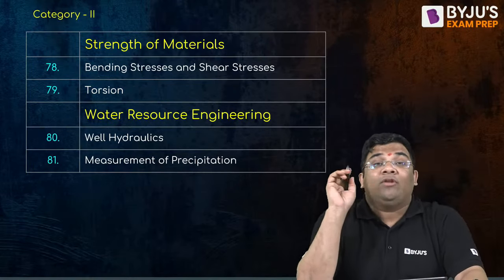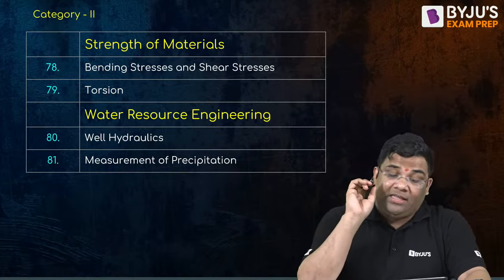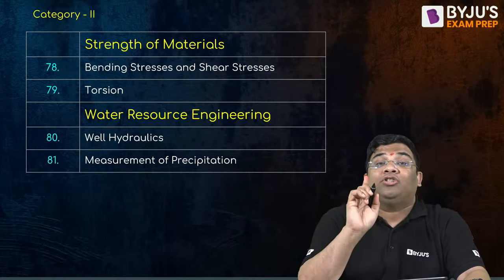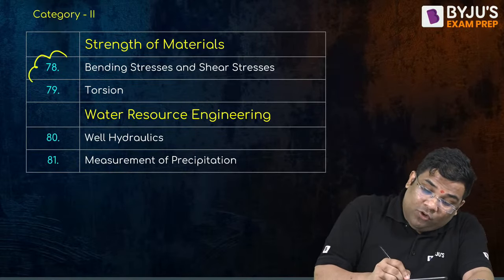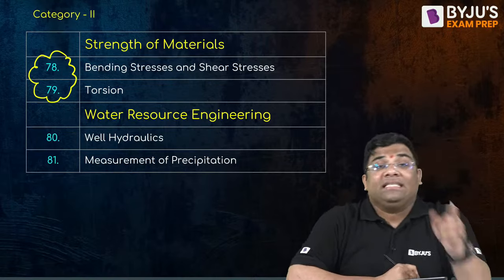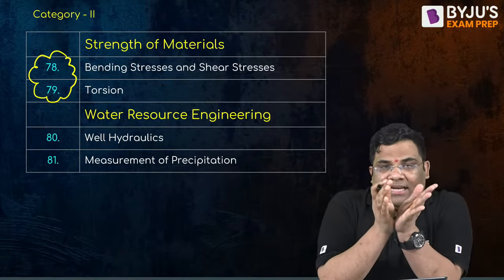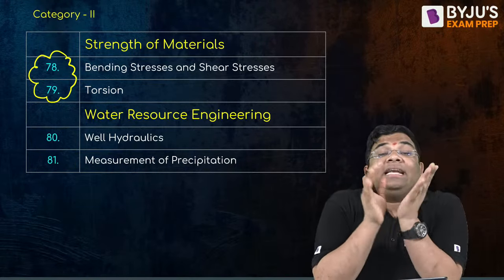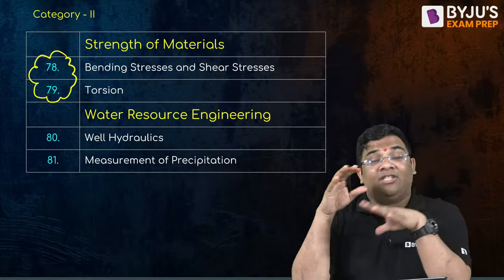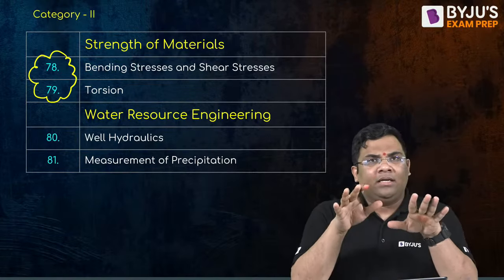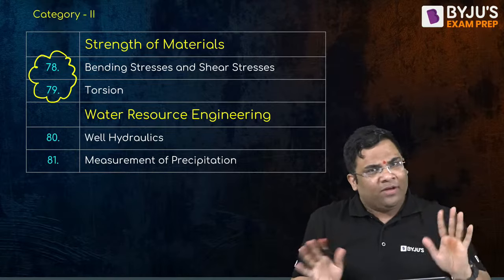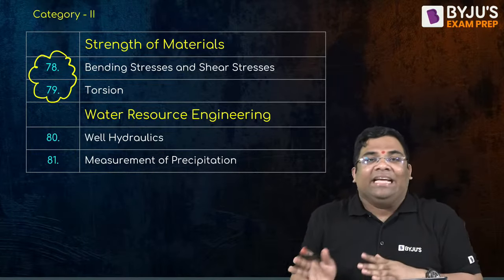Then we have strength of materials. In strength of materials, I'm giving bending stresses, shear stresses and torsion in category 2. You might be thinking, sir, these are very important topics. Yes, they are important topics. But in GATE, the relative number of questions is less from bending stresses, shear stresses and torsion. But should we leave them? No, we are not leaving them. We are putting them in category 2.